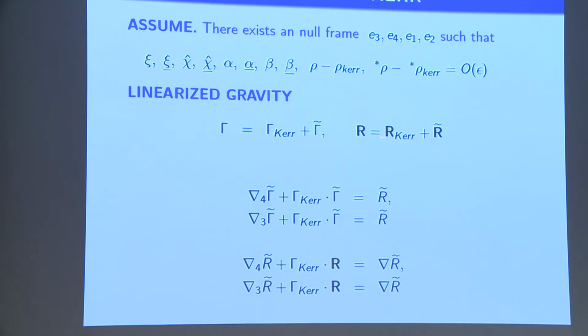And then, of course, you linearize the equations that we had before, exactly these kinds of equations. You linearize by saying gamma is gamma Kerr plus a gamma tilde, where gamma tilde is O of epsilon. R is R Kerr, exactly the curvature of Kerr, plus something which is O of epsilon. And you get a system of equations at the linearized level, which looks like this. These are the linear quantities. It's very complicated to a large extent because of the presence of these terms, because this is a coupling.